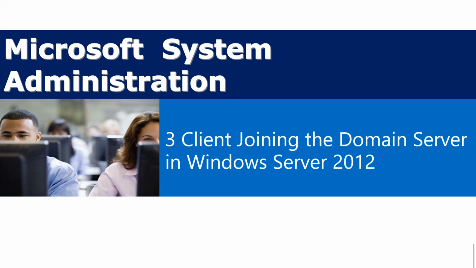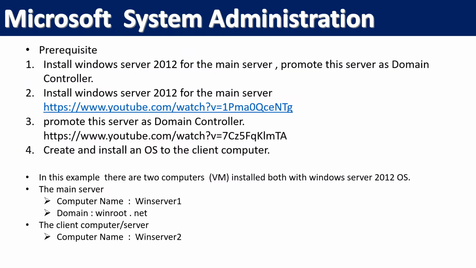In this activity, we are going to join a client computer to the domain server in Windows Server 2012. The prerequisite of this activity: one, you must have installed Windows Server 2012 for the main server and have promoted the server as a domain controller. We have a previous video about this on our previous activity.